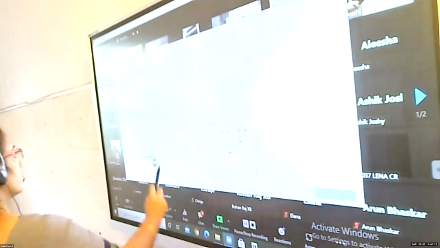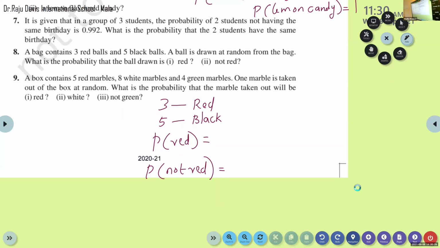Probability of getting red is... Alna Rose, probability of getting a red ball. How many red balls? 3 red balls. And the total number of balls? 8. So 3 by 8.